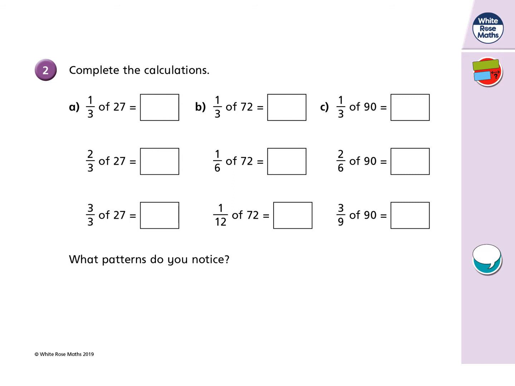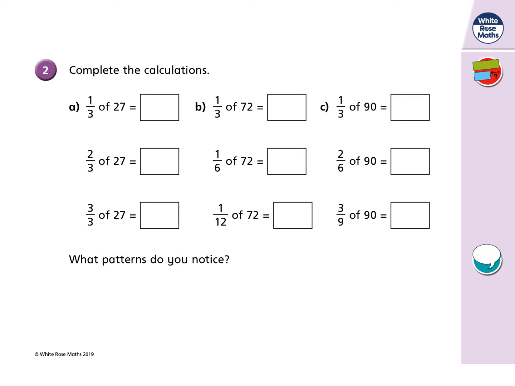Moving on to B, 1/3 of 72. So we're taking 72, we're dividing it by 3, so how much will be in each section? Similarly, the second one, and B, 1/6 of 72. So you're taking 72, you're dividing it by 6, okay? How many would be in each section? And finally for B, you've got 1/12 of 72. So 72 divided by 12, how many are going to be in each section?